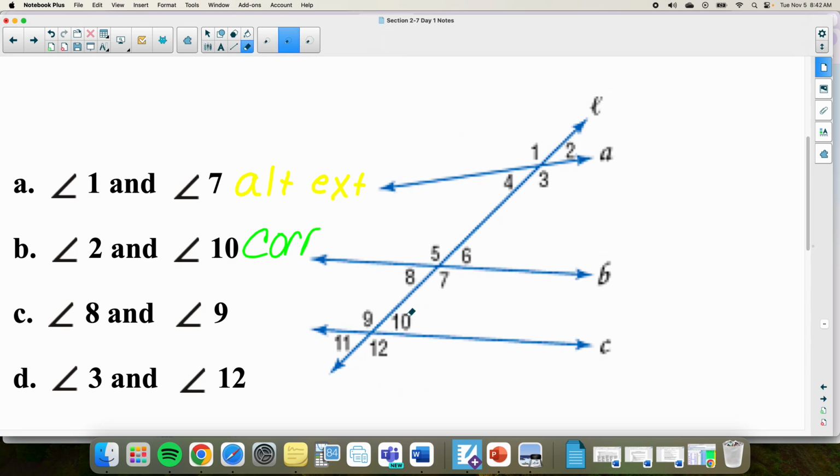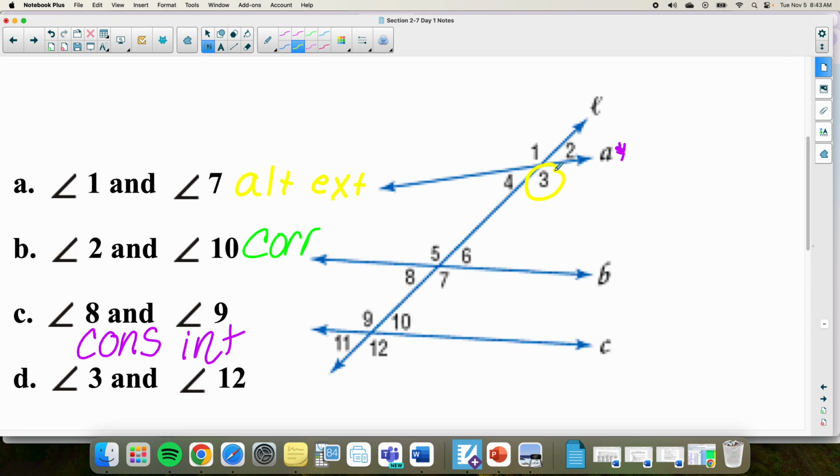Then we have 8 and 9. So 8 is here, 9 is here. We're not using this upper group at all. What kind are 8 and 9? Consecutive interior. They're on the same side of this line and they're inside. So this is going to be CONS interior.